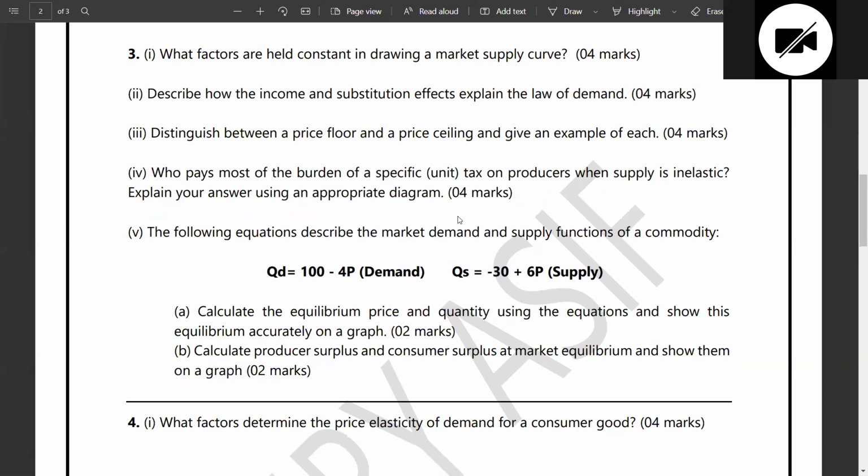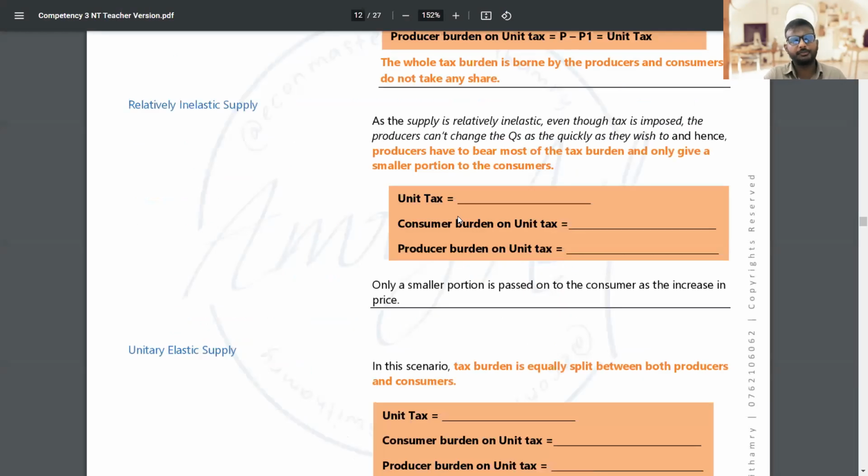Right. So getting back to the question now: who pays most of the burden of a specific unit tax on producers when supply is inelastic? Explain your answer using an appropriate diagram. To answer this, your answer has to be something like this. First you have to draw the graph. I'll draw it here. Since we are talking about inelastic supply, the demand curve can be a random one. You can just draw a demand curve just like this, no issues.